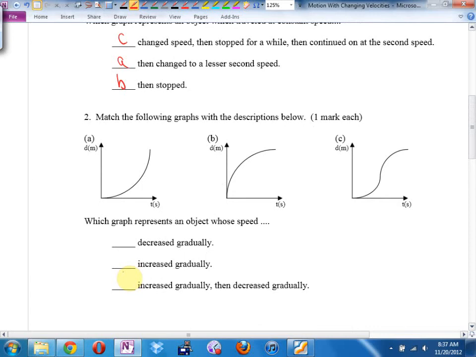Match the following graphs. Okay, now we're looking at curvy graphs. Which graph represents an object whose speed decreased gradually? I think B, yeah? Because the slope is the speed, and it's getting less steep. Increased gradually. I think that one is speeding up because the slope is slowly increasing. Increased gradually, then decreased gradually. I think that would be C.